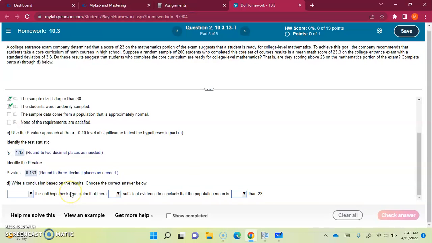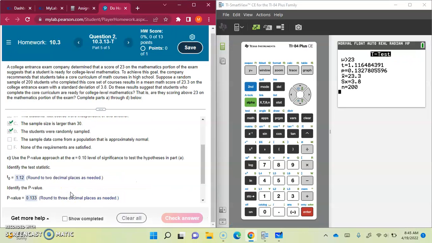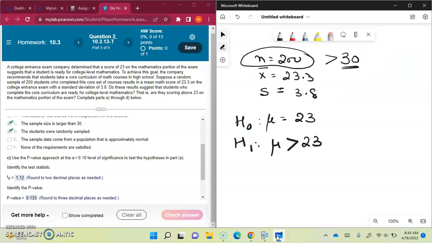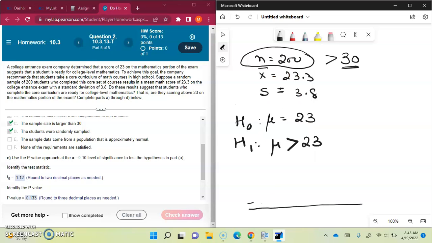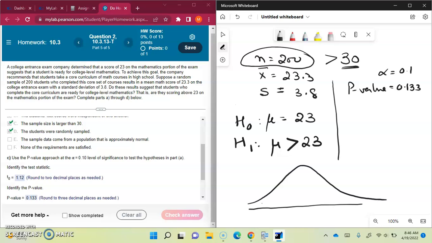Write the conclusion based upon the results. So let's see what the conclusions are. Let's draw a little diagram of the t distribution. First of all, the p-value is equal to 0.133, alpha is 0.10, so the p-value is more than alpha. So we are going to say do not reject H naught, because that is the test, right?